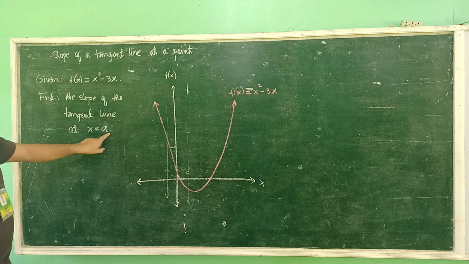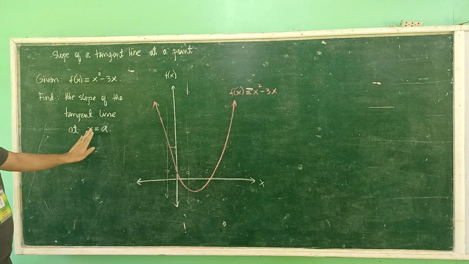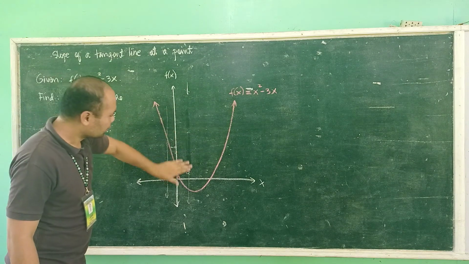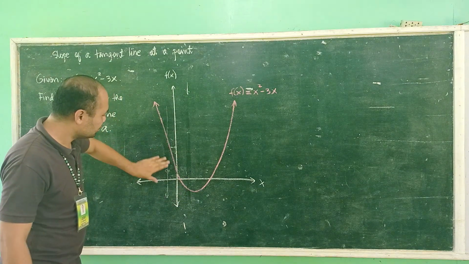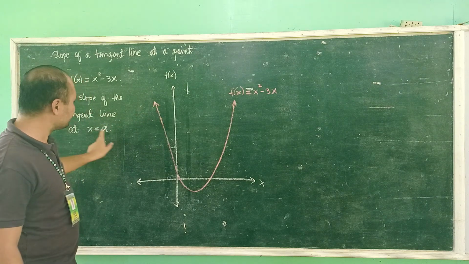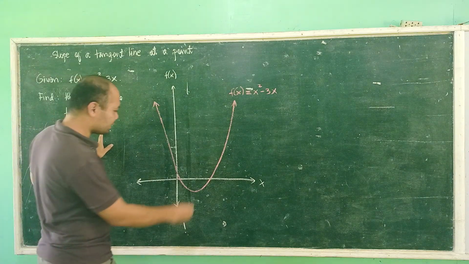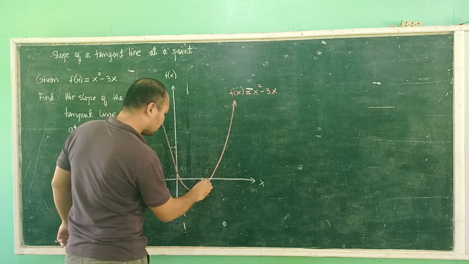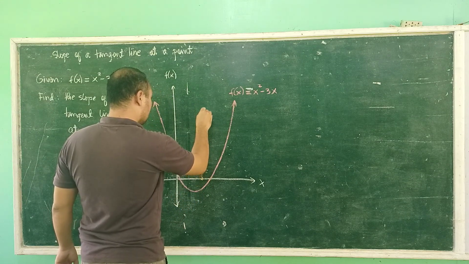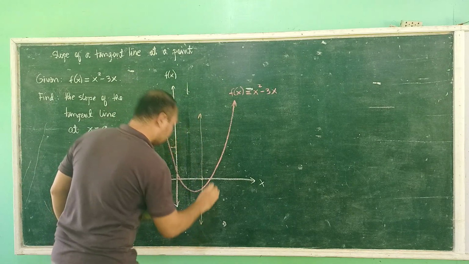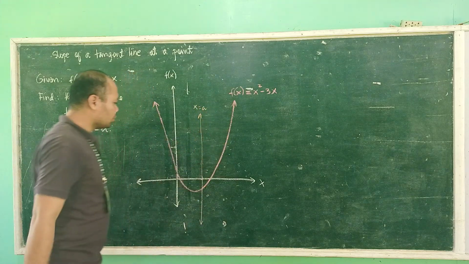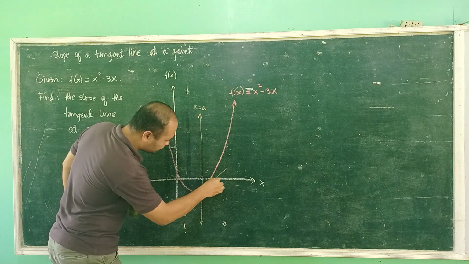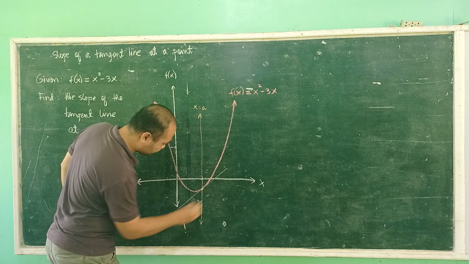So how will we find the slope of the tangent line at any point a on the graph? What we will do is assume one point here, which is x equals a. So this is x equals a. We are interested in finding the slope of the tangent line here. So what is the slope of this tangent line?